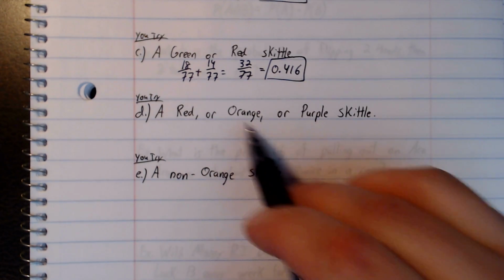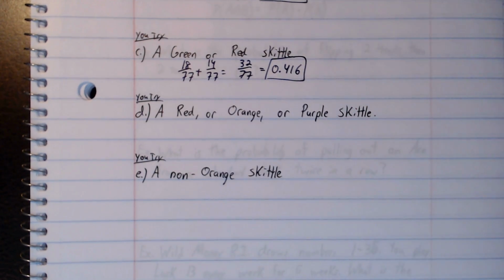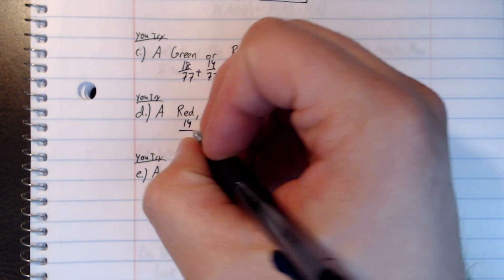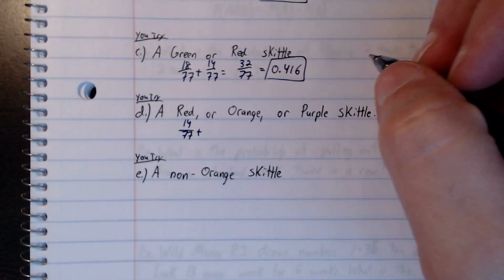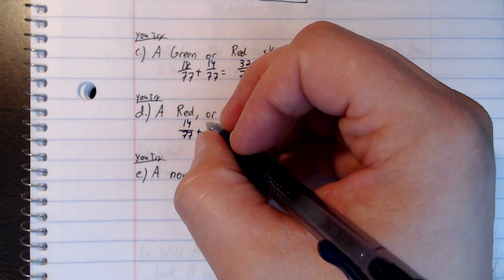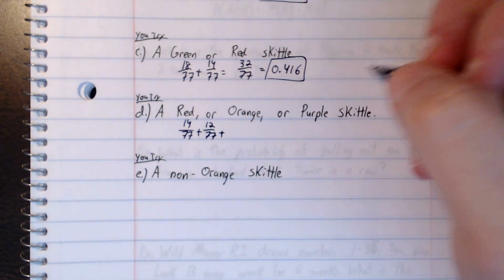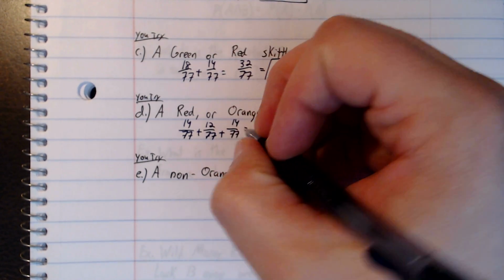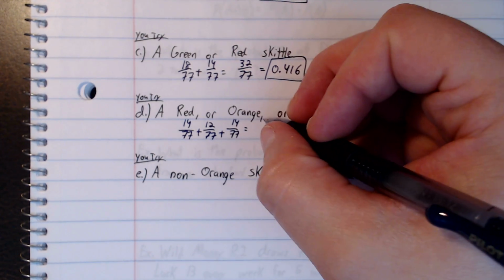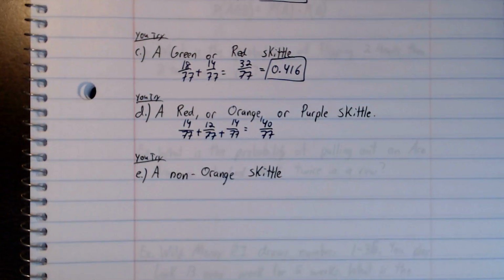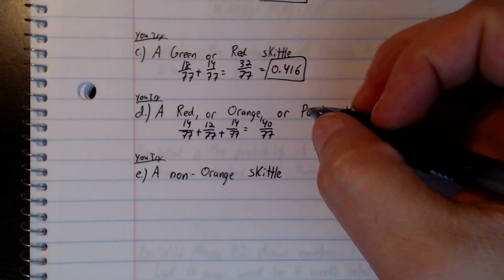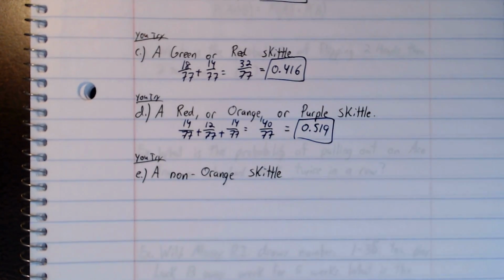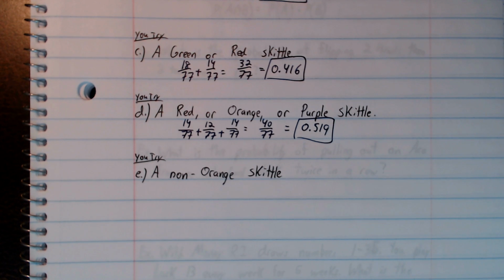A red or orange or purple. So there are 3 different things that could not all happen at once. So we just add all 3. So 14 red. Orange is what here? 12. Purple is 14. That's 28, 30, 40 out of 77. That's a 0.519% chance. The rounding there, make sure you round properly.